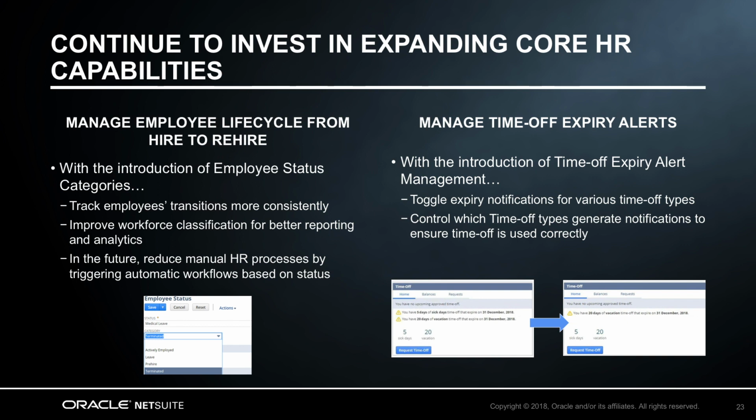In the future, status categories will reduce manual HR processes by triggering automatic workflows, such as onboarding processes and more. NetSuite will also help you manage time-off expiry alerts by allowing you to toggle expiry notifications for various time-off types. HR now has more control over how employees are reminded of their expiration at year-end.